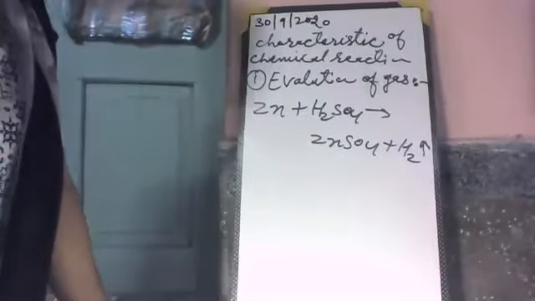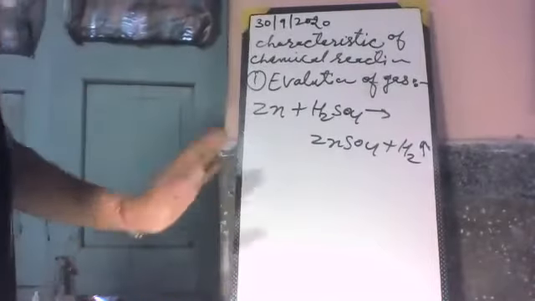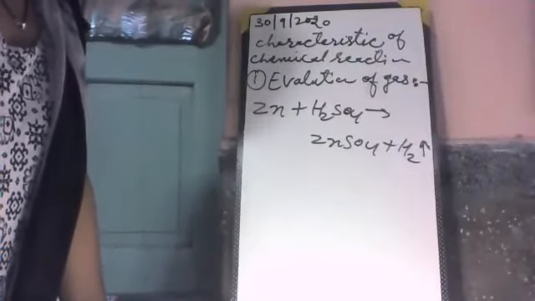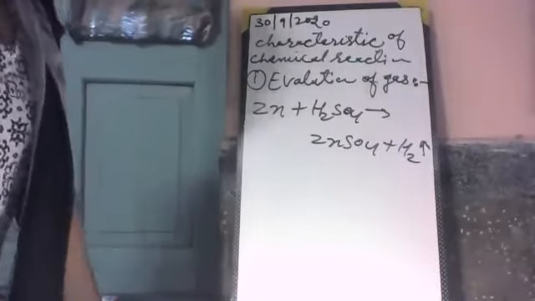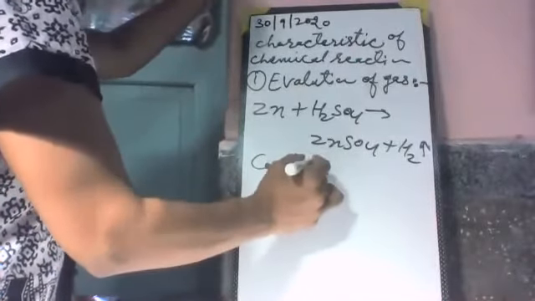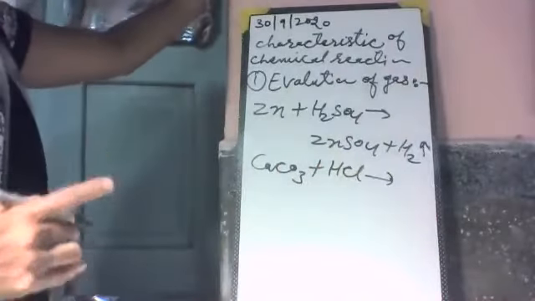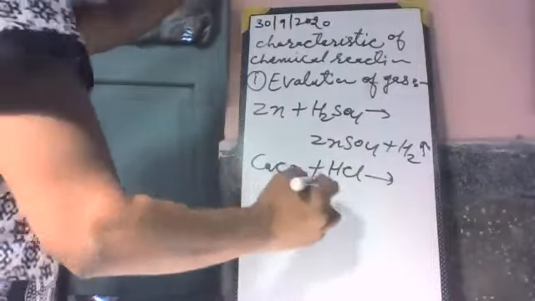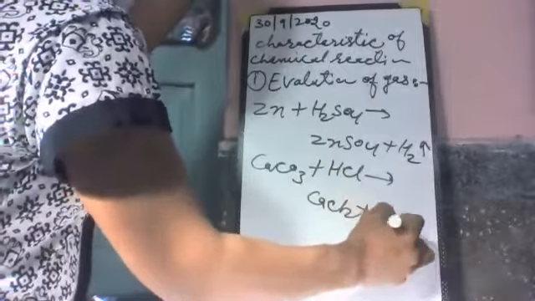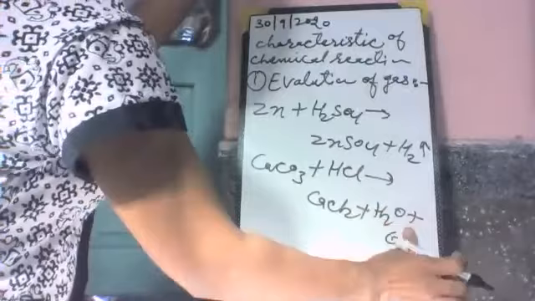These bubbles show that the reaction is producing gas. When dilute hydrochloric acid is added to calcium carbonate, it makes CaCl2, H2O and carbon dioxide.